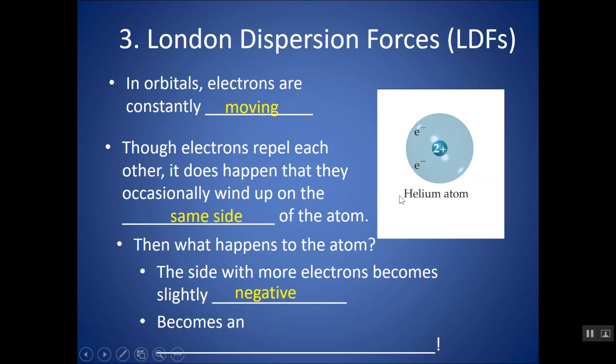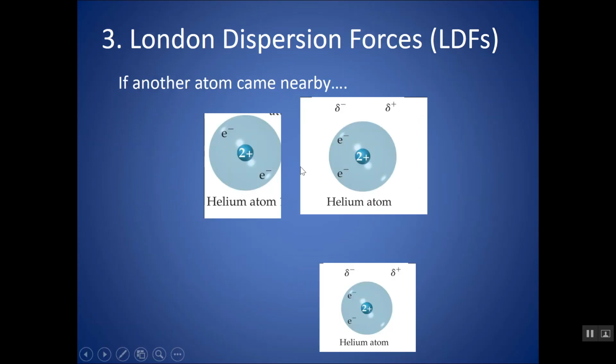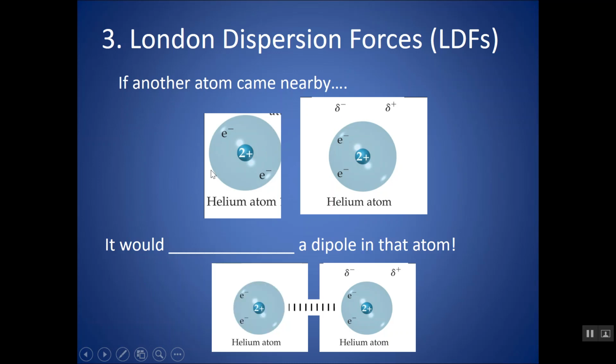Well, that side becomes partially negative, and the other side becomes partially positive, and it almost looks like a dipole. You've essentially created what we call an instantaneous dipole. You have something that isn't ordinarily polar, but you've created polarities to it. Now, what happens if another helium atom comes nearby to this dipole? Well, this side's negative. It would repel these electrons, okay? And it would, if you look down here, force the same change to happen in a nearby atom. You would induce a dipole in that atom.